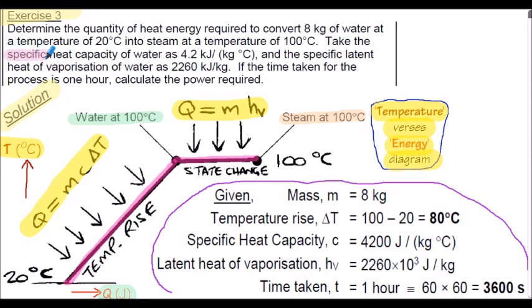Just notice in the question, the specific heat capacity of water is stated actually in kilojoules this time. So specific heat capacity C is actually 4,200 joules per kilogram per degree C. The latent heat of vaporization for the water is stated in kilojoules per kilogram, but that's convention. So HV 2,260 times 10 to the 3 joules per kilogram. Note the time taken for the process is stated as 1 hour. So time taken T is actually 3,600 seconds. So here's the information extracted from exercise 3.